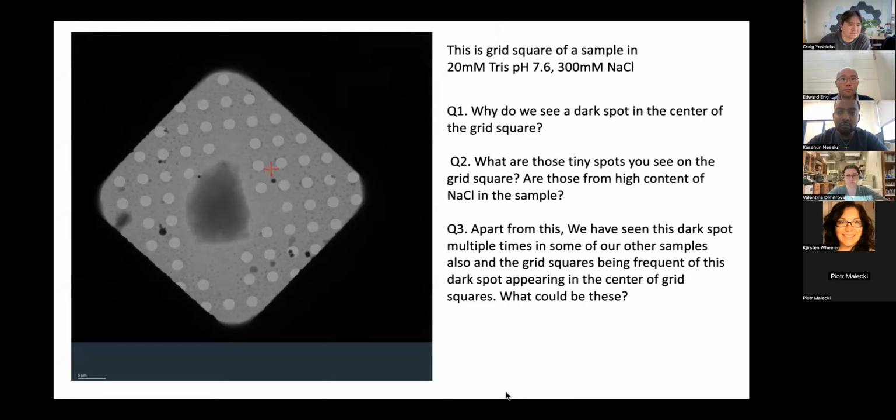And this is actually not at the level of a high resolution image, but a micrograph of a grid square. This person gave us their conditions. They're in Tris neutral pH with 300 millimolar salt, and they see this big splotchy dark thing in the middle of the grid square, as well as some spots around the side. And the question is, what is this? And what do we do about it? So first panelist to unmute gets to start.